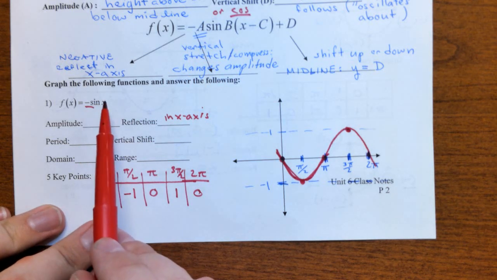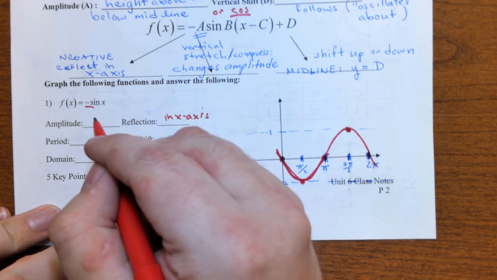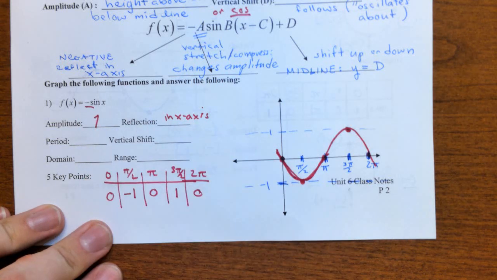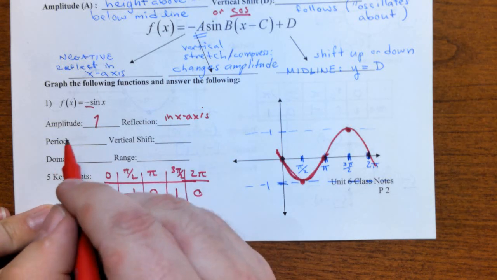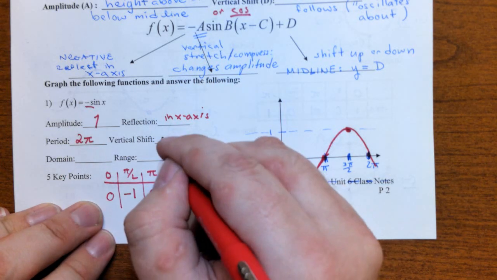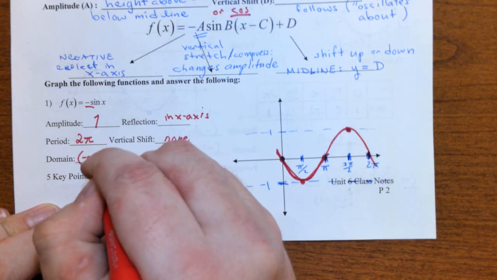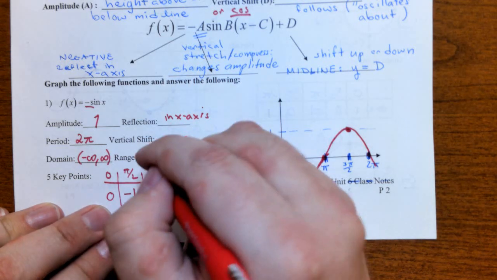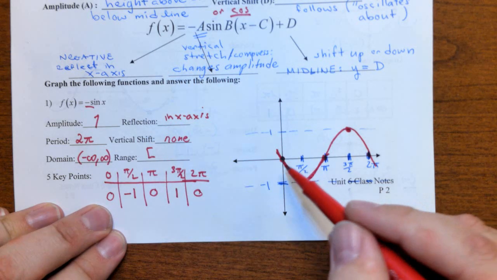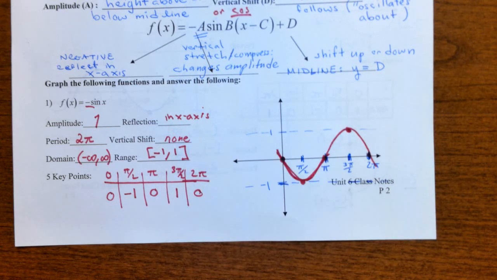I just had minus sine x. The only transformation I see is that there is a reflection in the x-axis, which means my amplitude is 1, just as it is for a normal sine function. My period is 2 pi. There is no vertical shift. And my domain is all real numbers, negative infinity to infinity. The range, well, I reflected the graph, but that didn't change the fact that I'm going between negative 1 and positive 1. That is still my sine graph. Let's take a look at a few more examples.